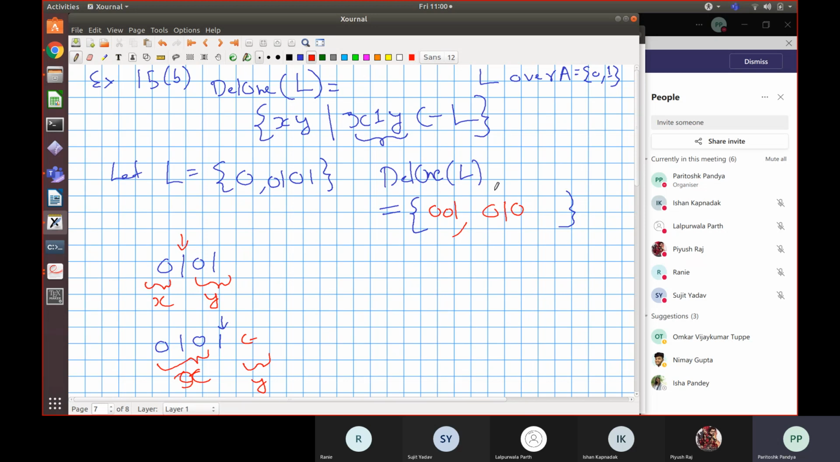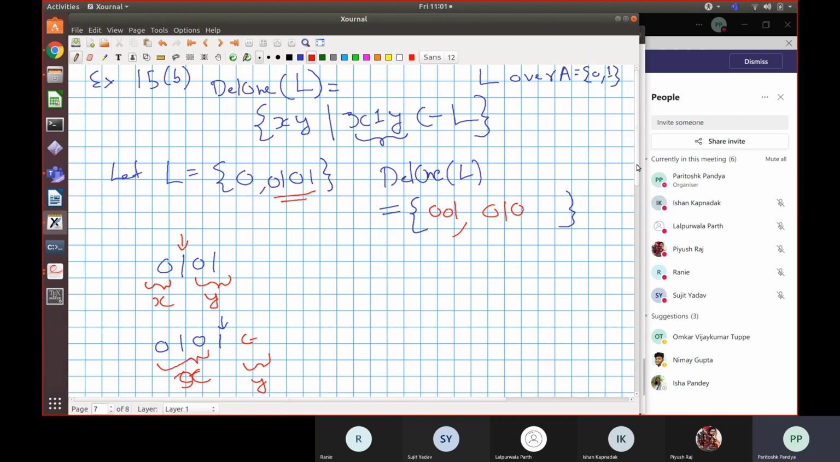Is the definition of del 1 of a language clear to you? Who is not clear? Did you see how we got these two words? We got both of them from this word, and 0 did not contribute anything. I think if you don't ask, I will assume that you know this one, right? So I think the definition of del 1 of L is clear to you.